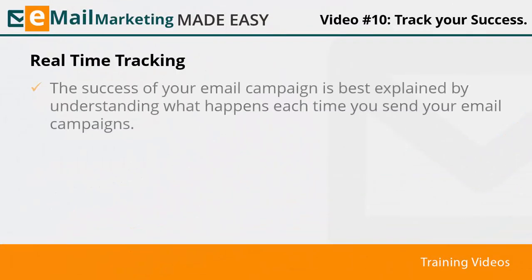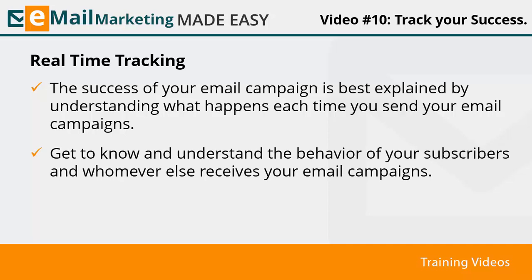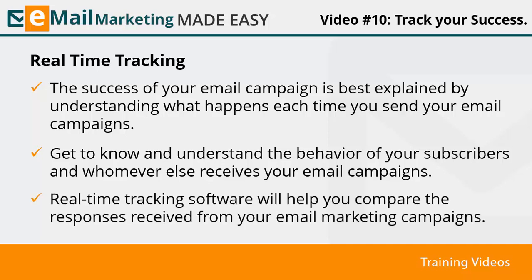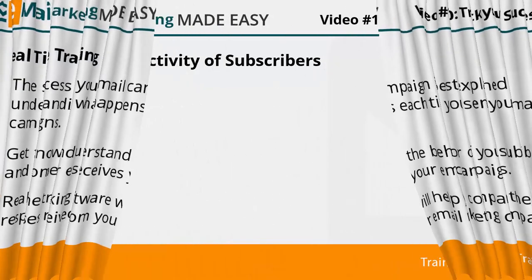Real-time tracking. The success of your email campaign is best explained by understanding what happens each time you send your email campaigns. Get to know and understand the behavior of your subscribers and whomever else receives your email campaigns. Real-time tracking software will help you compare the responses received from your email marketing campaigns. Through the responses, you can record what your subscribers like and dislike about your email campaigns.